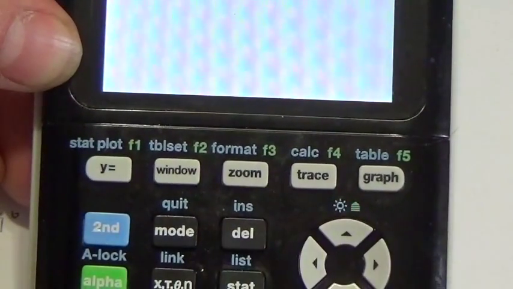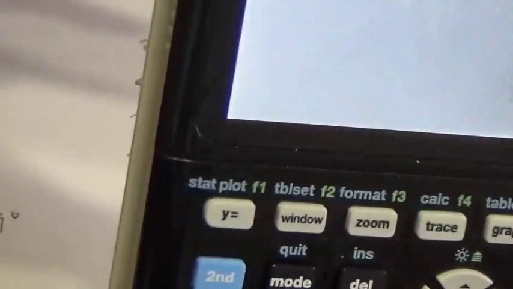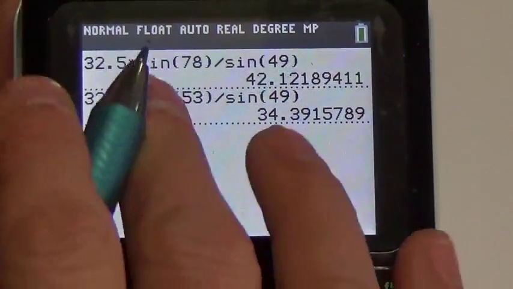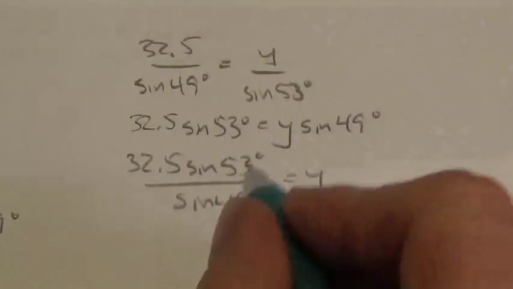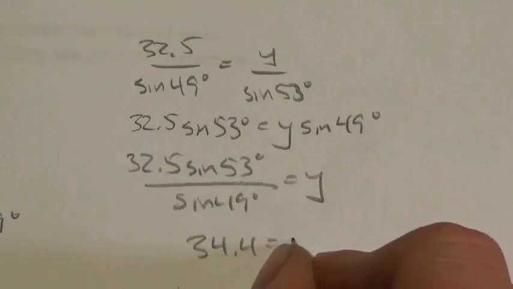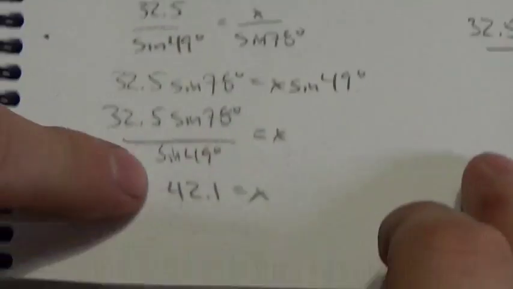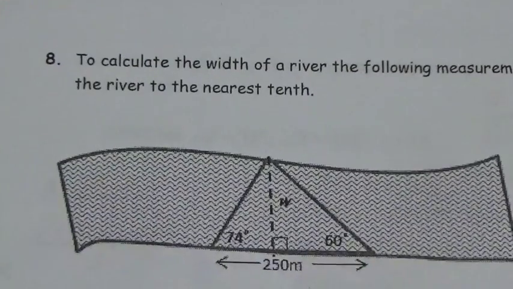And I'm just going to go up and steal that last one that we worked on and just change that 78 to, what was it, 53. Press enter, and we get 34. Whoops, you can't even see that, sorry. I went up there and I just changed that 78 to a 53. And then we're going to get 34.4 units. And so there we go. We've solved the triangle. We've got the two sides that we were missing, and we figured out what the missing angle was. All right, now let's try a word problem here.